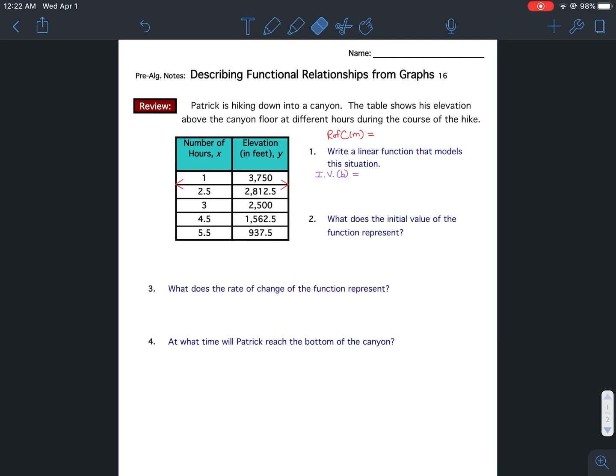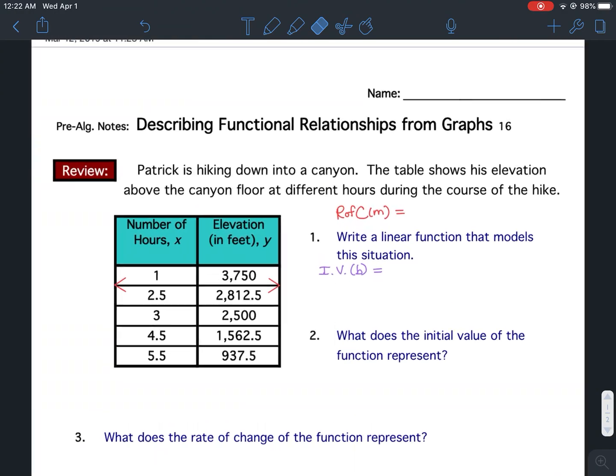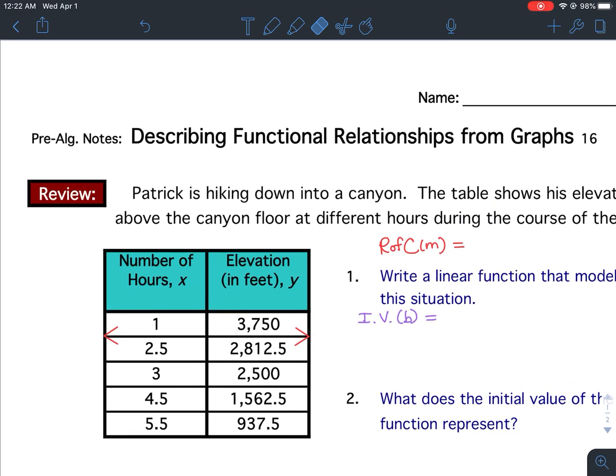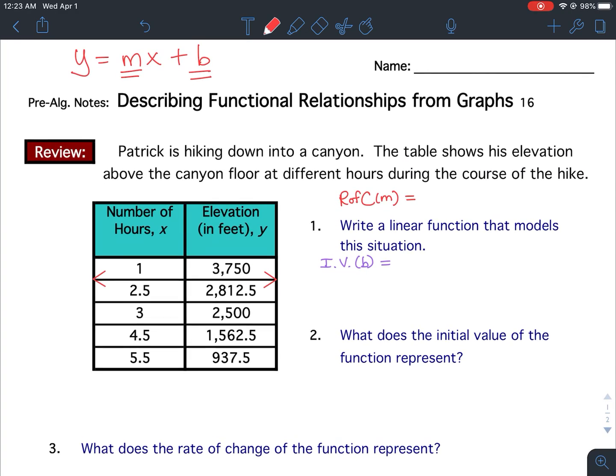For question number 1, they want us to write a linear function that models this situation. Remember, in order to write a linear function, they want us to write an equation, and the equation is going to be of the form y equals mx plus b. This is slope-intercept form, where m represents the slope and b is the y-intercept. In this case, we're calling slope our rate of change and our y-intercept the initial value. Patrick is hiking down at a constant rate, so it's a linear function.